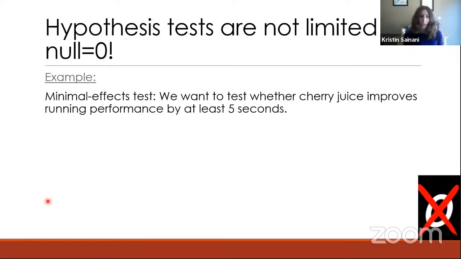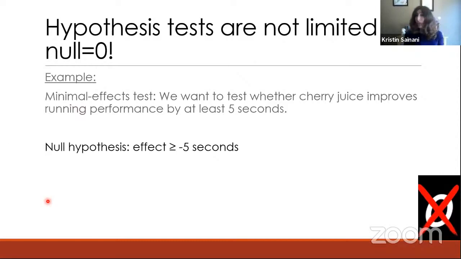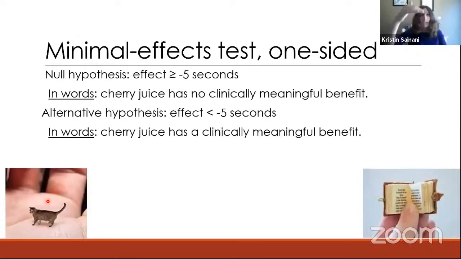If you want to do this test, your null hypothesis is actually different. Before, we tested the null hypothesis that the effect is 0. The null hypothesis for what we're calling a minimal effects test is that the effect is greater than or equal to -5 seconds. This might take a minute to get your head around, but what we're saying is I want to test the null hypothesis that cherry juice does not improve running performance by at least 5 seconds. Remember, the null hypothesis is usually the opposite of what we're trying to prove. So we're going to start by assuming that cherry juice does not have a meaningful effect on running performance. And let me write out the null hypothesis and then the alternative a little bit more formally here.